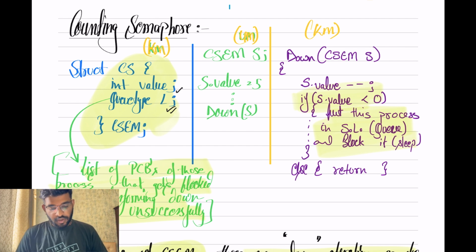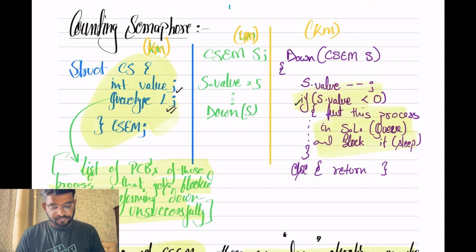There are two types of semaphore variables. One is binary semaphore variable and the other is counting semaphore variable. Binary semaphore variable takes value 0 and 1, and is also known as mutex, mutually exclusive. And counting semaphore variable takes value from minus infinity to infinity.